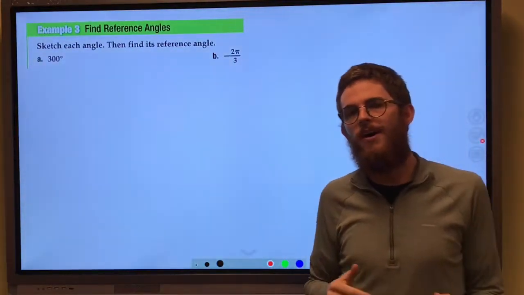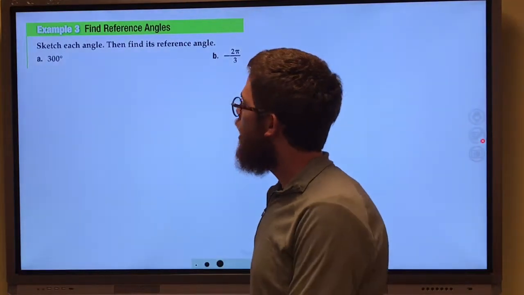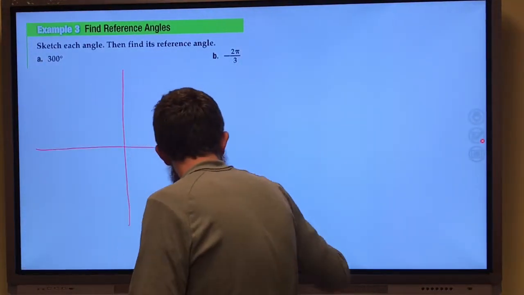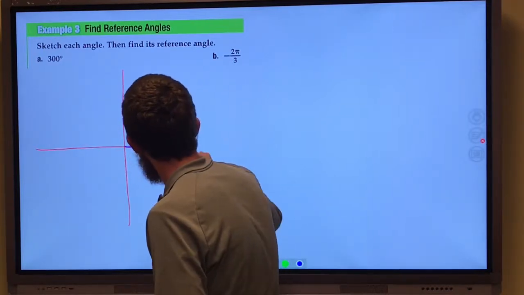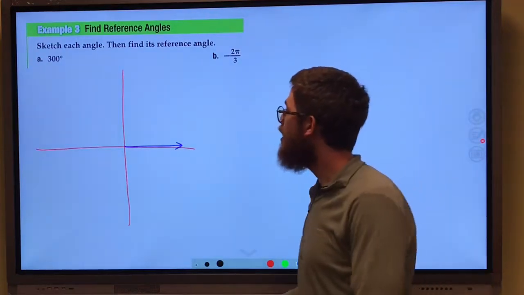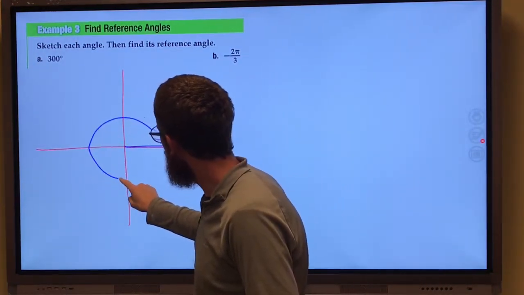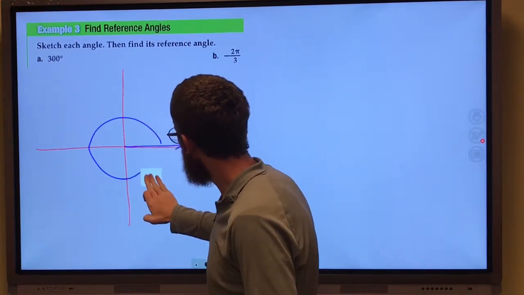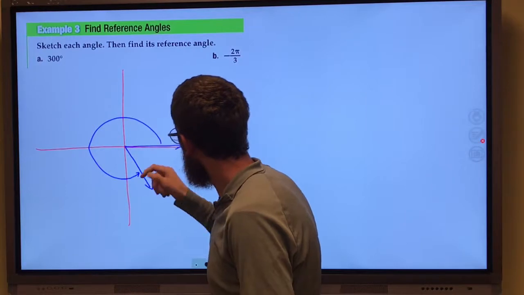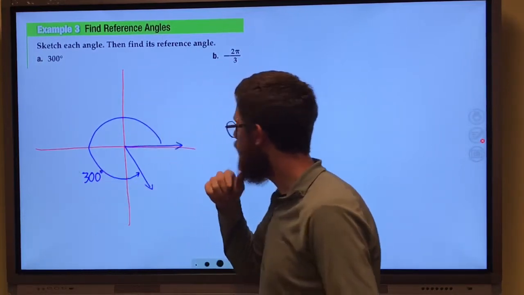All right, we're thinking about finding reference angles. First thing we're looking at is 300 degrees. Well, on our coordinate plane, remember the positive x-axis is our initial side, and for 300 degrees, there's 180, there's 270, and another 30 degrees would get us that 300 degree angle.